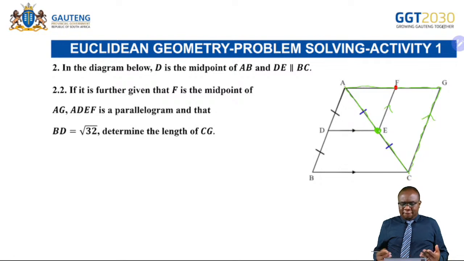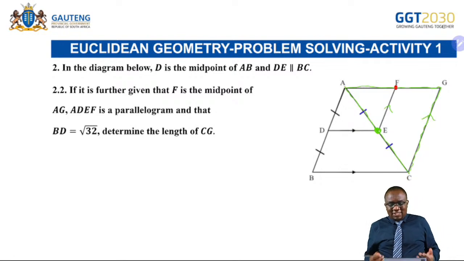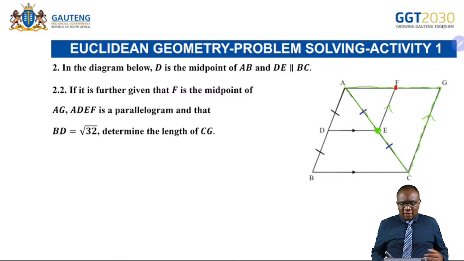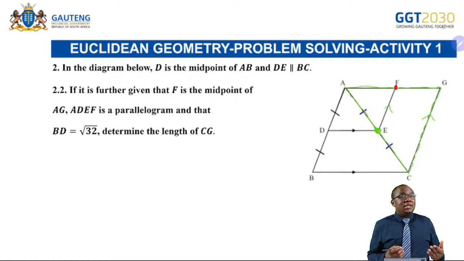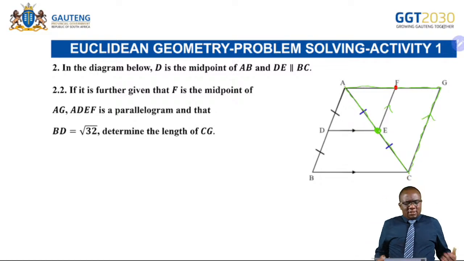Okay, right, now I know that EF is half of CG. I know that CG is 2 times EF. I know that EF is parallel to CG. Let's see what they're asking us here. ADEF is a parallelogram. Let's highlight that. Don't be afraid to highlight that. I've added that information there. Right, let's highlight that, the parallelogram.